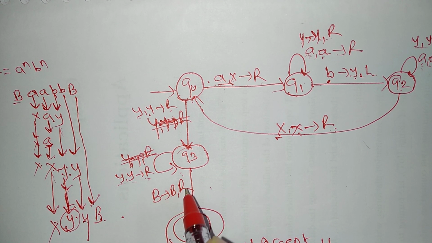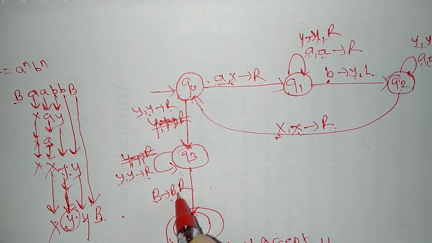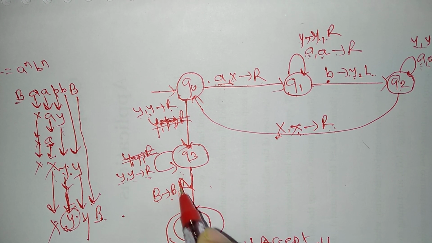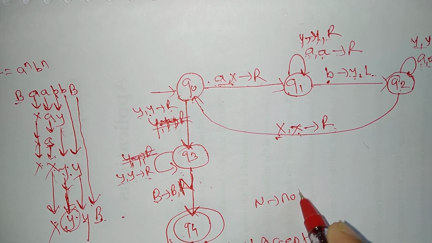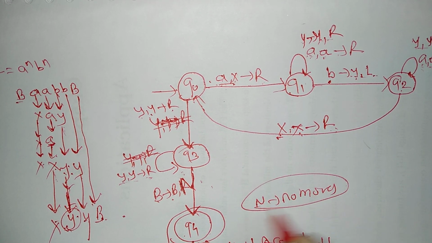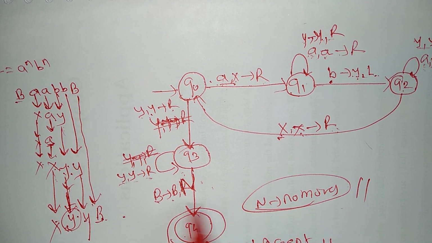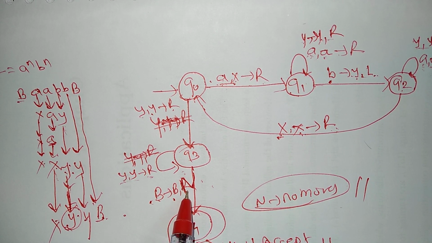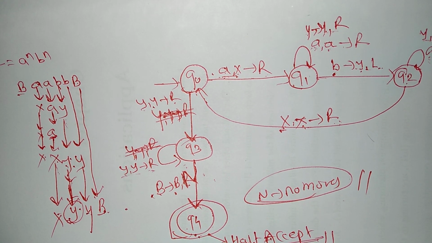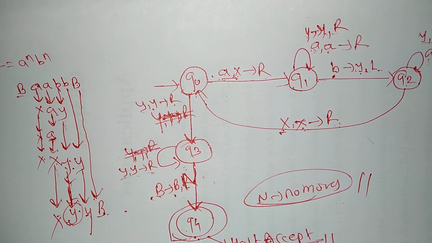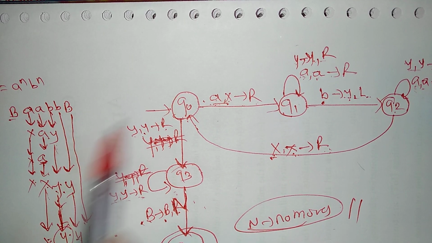You will have one more possibility: blank replaced with blank, and here is N. Capital N stands for no move. Have you understood? So blank replaced with blank, capital N, no move. The state will be the Q4 state. We are going to halt and accept. This is the complete system. We have seen two examples.